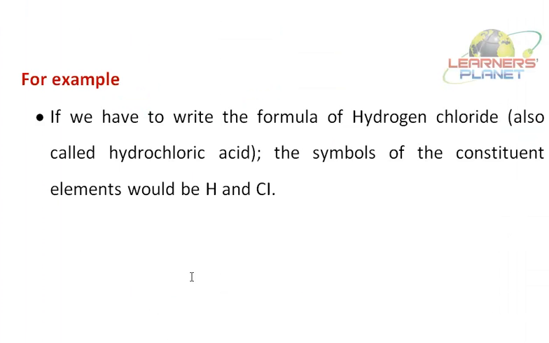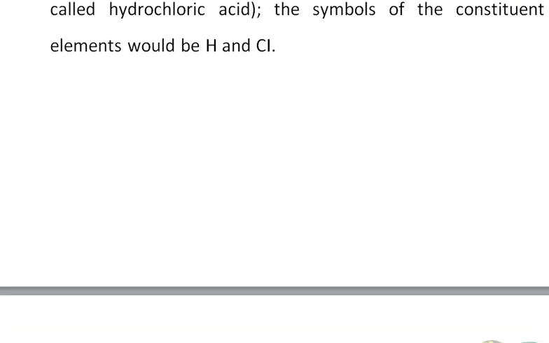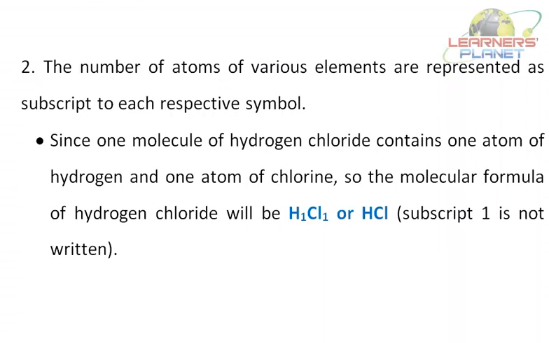So students, in your exams you will be provided with the number of atoms that are combining to form that particular molecule. Okay? Then the next step is the number of atoms of various elements are represented as subscript to each respective symbol. Since one molecule of hydrogen chloride contains one atom of hydrogen and one atom of chlorine, the molecular formula of hydrogen chloride will be H1Cl1 or HCl, right?